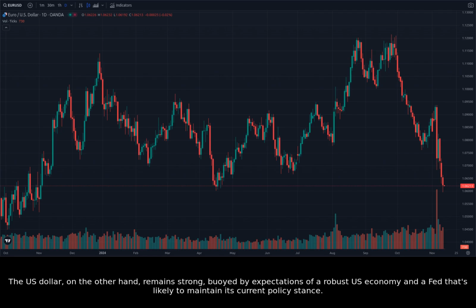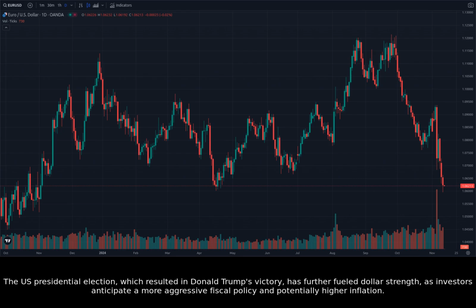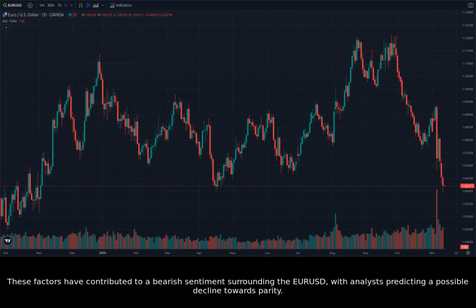The US dollar, on the other hand, remains strong, buoyed by expectations of a robust U.S. economy and a Fed that's likely to maintain its current policy stance. The U.S. presidential election, which resulted in Donald Trump's victory, has further fueled dollar strength, as investors anticipate a more aggressive fiscal policy and potentially higher inflation. These factors have contributed to a bearish sentiment surrounding the EURUSD, with analysts predicting a possible decline towards parity.